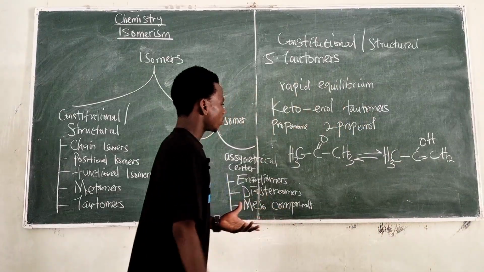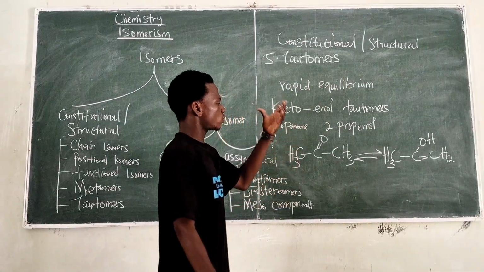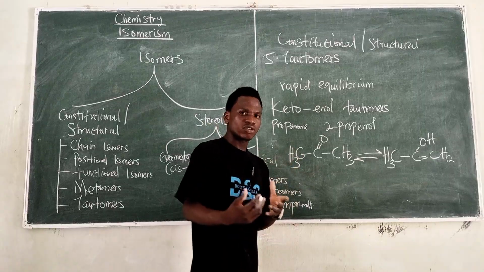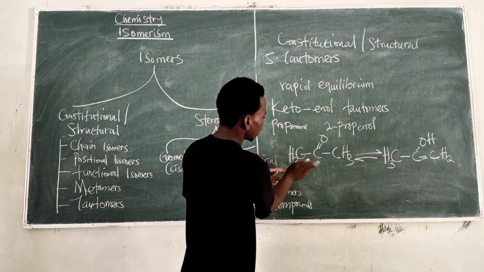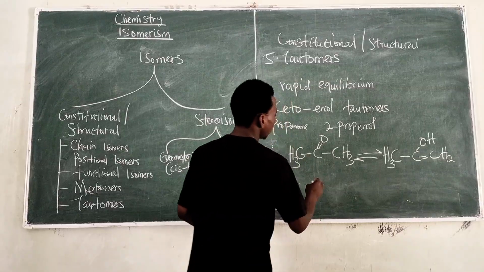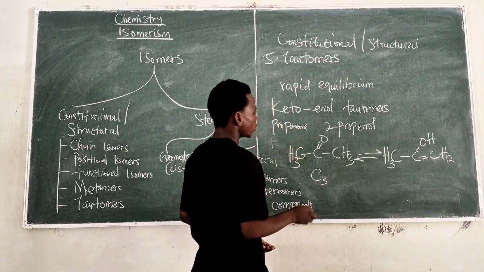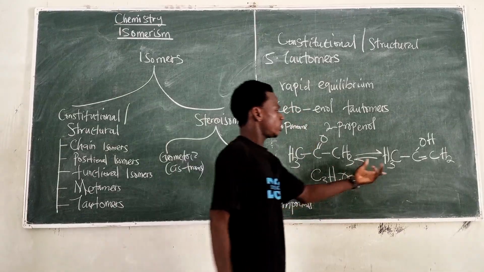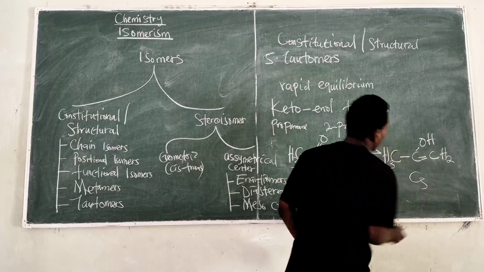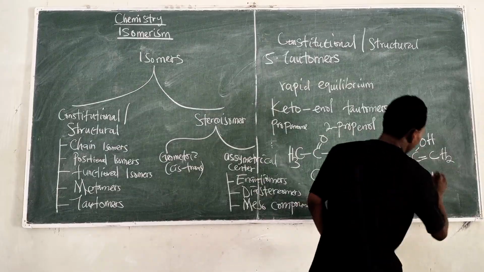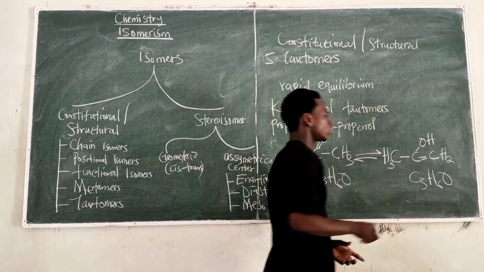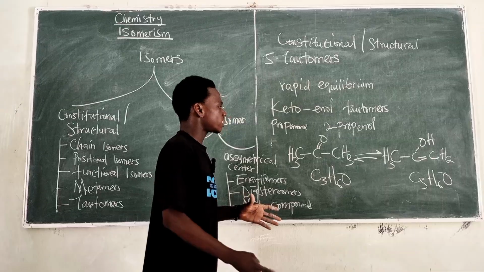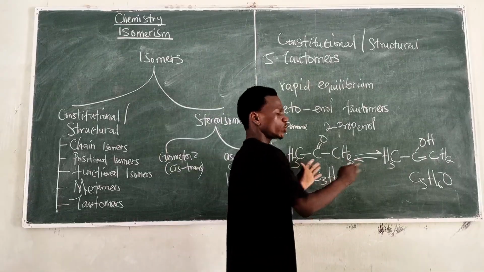So these two compounds are referred to as tautomers. They have the same molecular formula, although different functional groups. This particular propanone has 3 carbon atoms with 6 hydrogen atoms and 1 oxygen. This has 3 carbon atoms with 6 hydrogen atoms and 1 oxygen. So these two compounds are referred to as tautomers, the reason being that there exists an equilibrium between them.